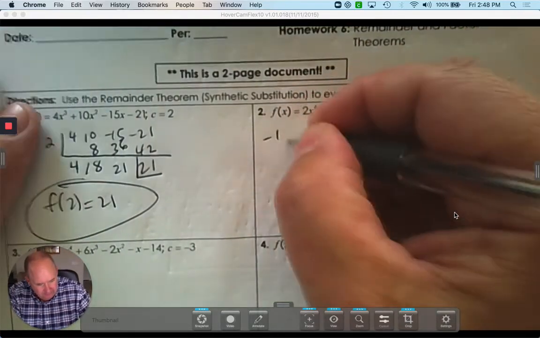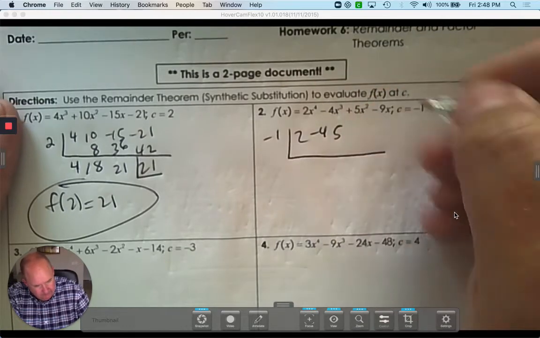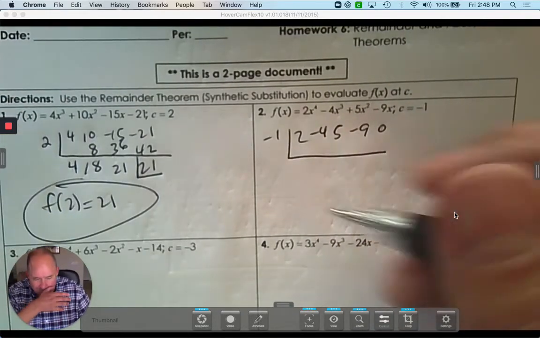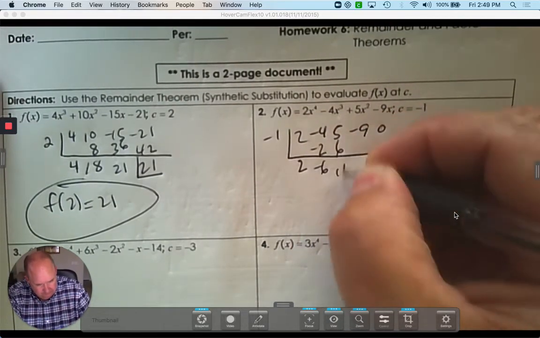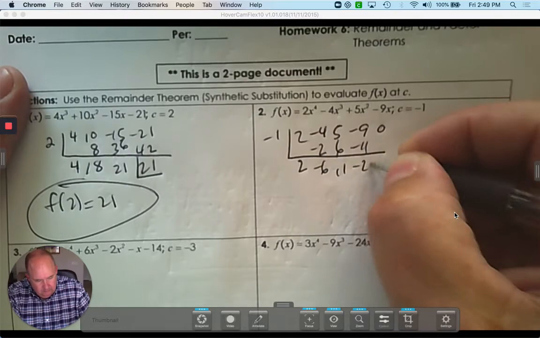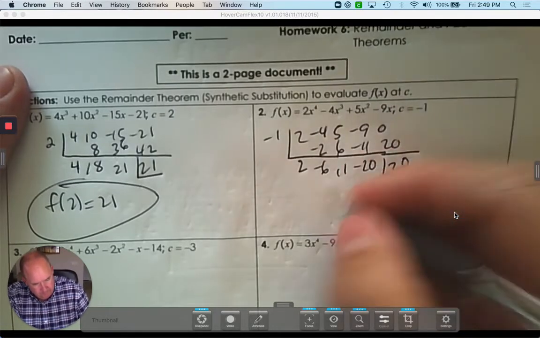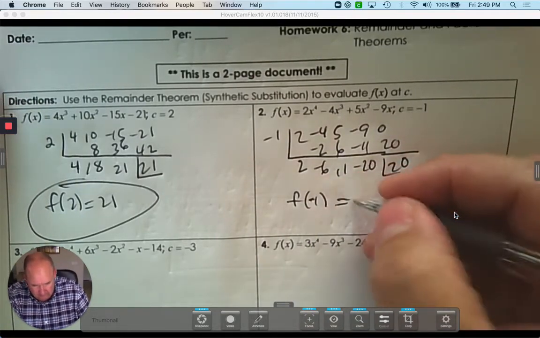Let's try it again. Negative 1, 2, negative 4, 5, negative 9, and 0, because we're missing a constant at the end. So add and multiply. And so what did we just find? F at negative 1 is equal to 20.